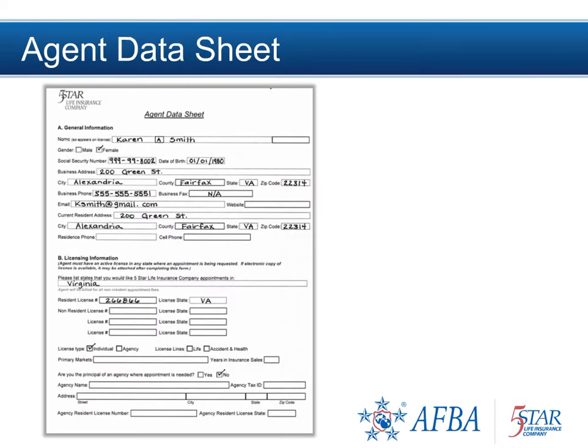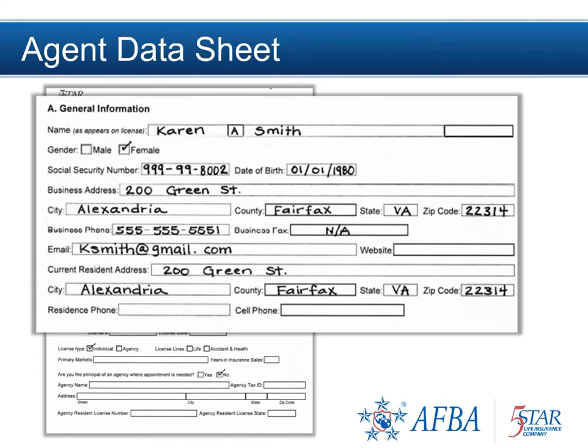Let's begin with the agent data sheet. This is a 2-page form that includes your general information, licensing information, and several agent questions. Section A is the general information and requires your personal information, including your name, social security number, address, and phone number. Even if you're applying as an agency, you must still provide your personal information in this section.